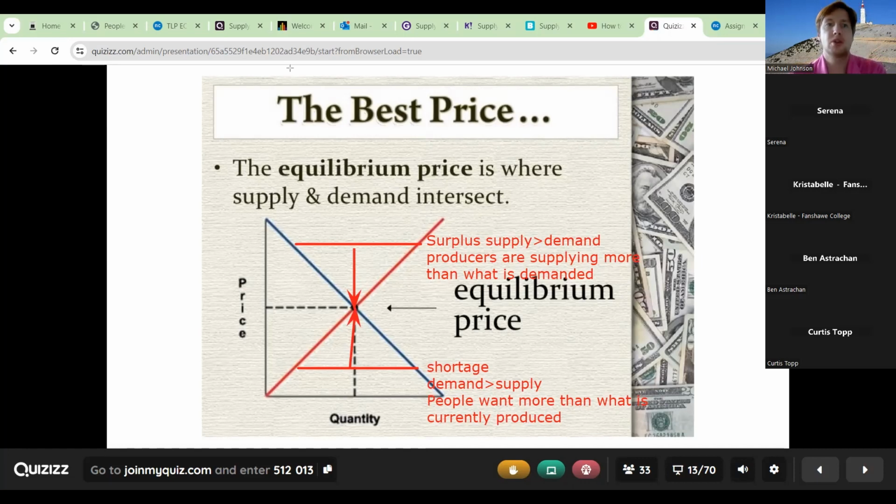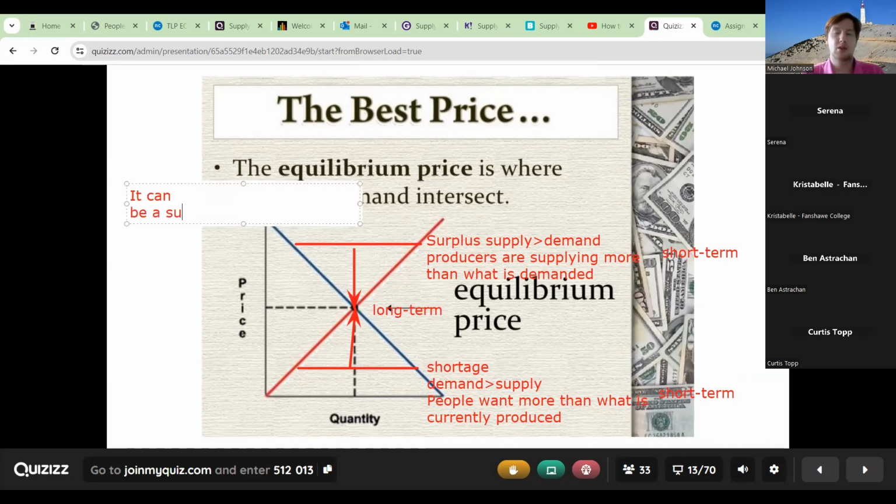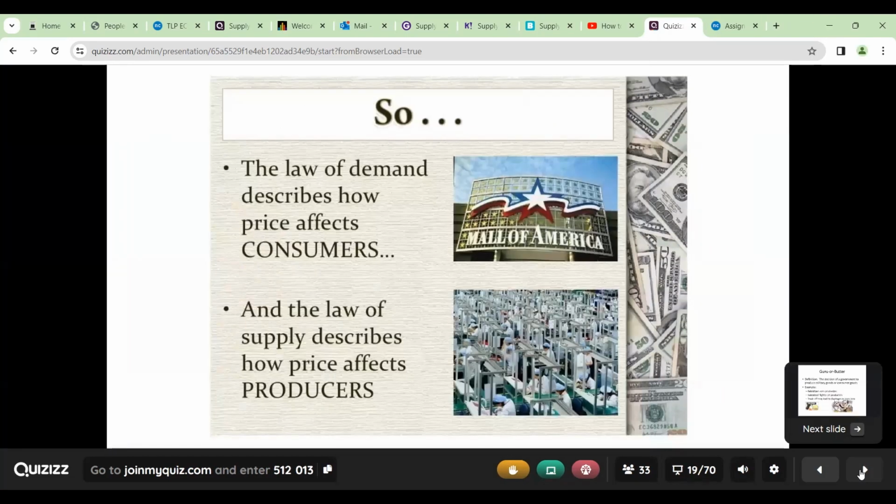So the shortage can happen short term, and the surplus can happen short term as well. So this is short term here. So it could be above equilibrium in the short term or below equilibrium in the short term, and then in the long term it's at equilibrium. So it can be a surplus or shortage in the short term. It can be equilibrium shown there.